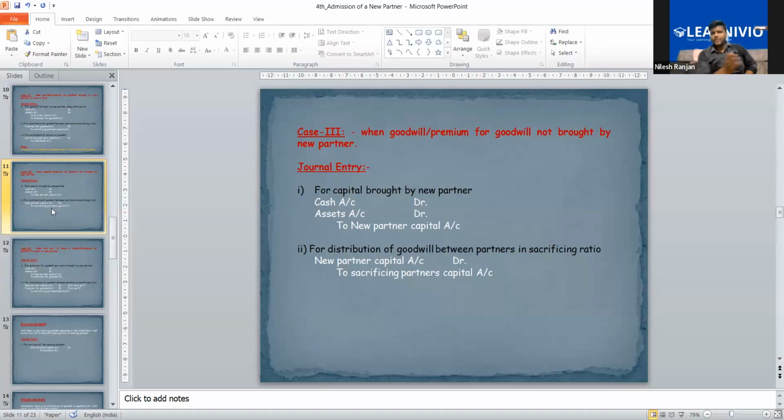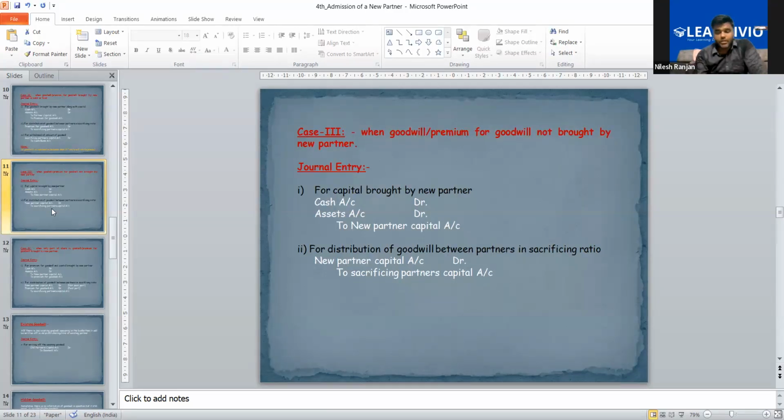This is the first entry we have done in the previous case also. So cash is coming into the business, so that's why it is debited, and partner's capital is increasing, that's why it is on the credit side. So that is for capital brought by the new partner. There is no goodwill, that's why there is no premium for goodwill on the credit side. Now the second entry is for distribution of goodwill between partners.